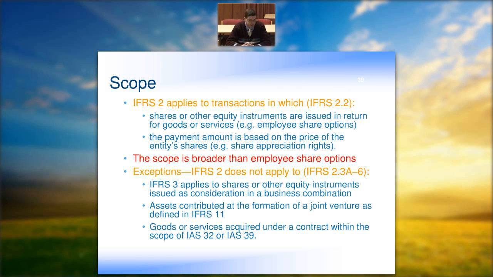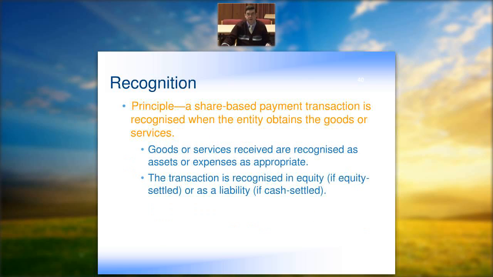Now, the scope of IFRS 2 is broader than just employee share options, which is why it's relevant to this question. A couple of exceptions, don't worry too much about these, but basically it doesn't apply where IFRS 3 applies, which is part of a business combination, or part of a joint venture, which is covered under IFRS 11, or it's concerned with financial instruments, IAS 32 or 39. So if those standards apply, those standards sort of override this standard.